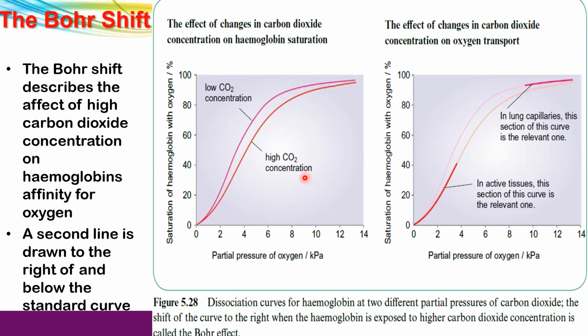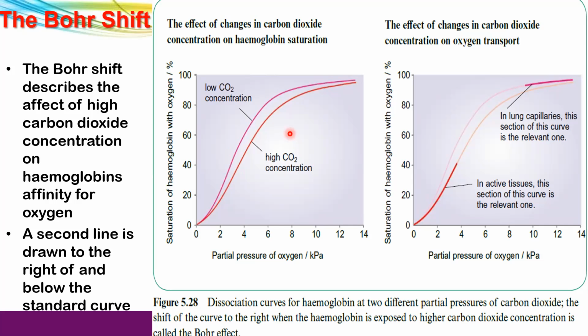But whenever there is high carbon dioxide concentration, this standard curve shifts towards the right. This is what you have to remember. So whenever there is high carbon dioxide concentration, it means respiring cells are releasing carbon dioxide. So in that case, there will be low oxygen concentration. In this case, so look, the curve actually shifts towards the right.